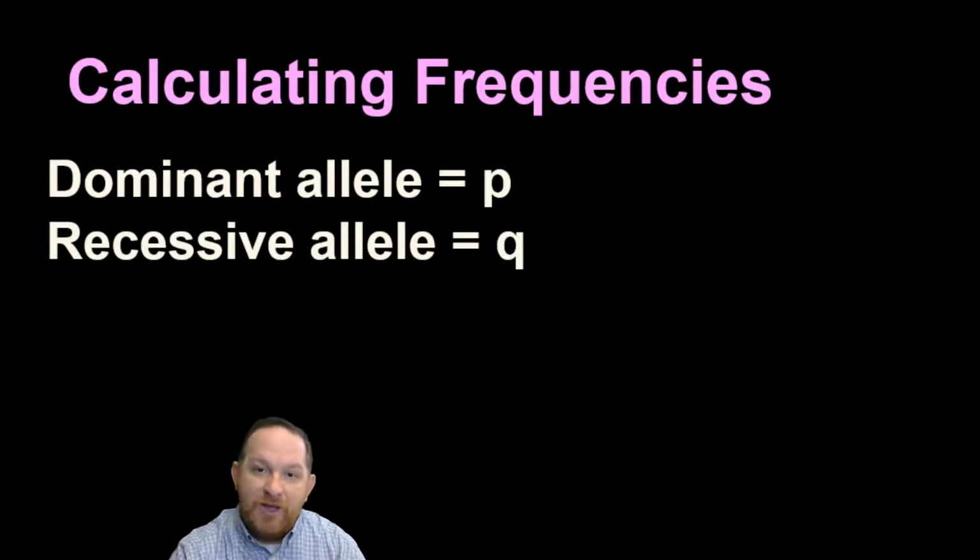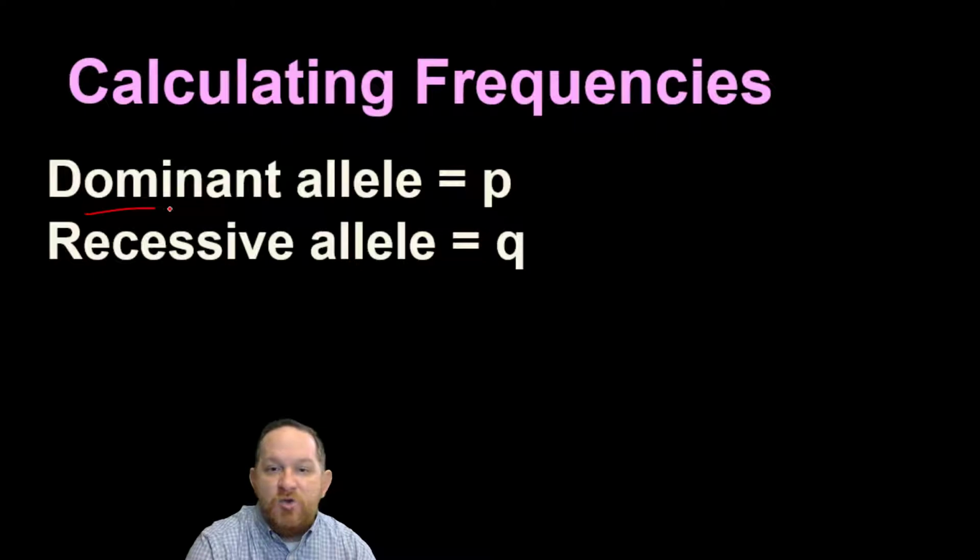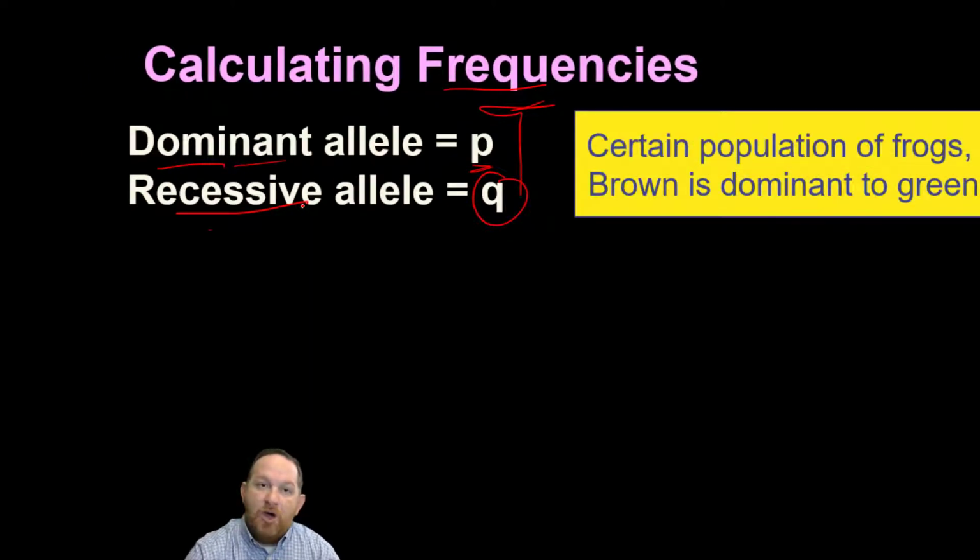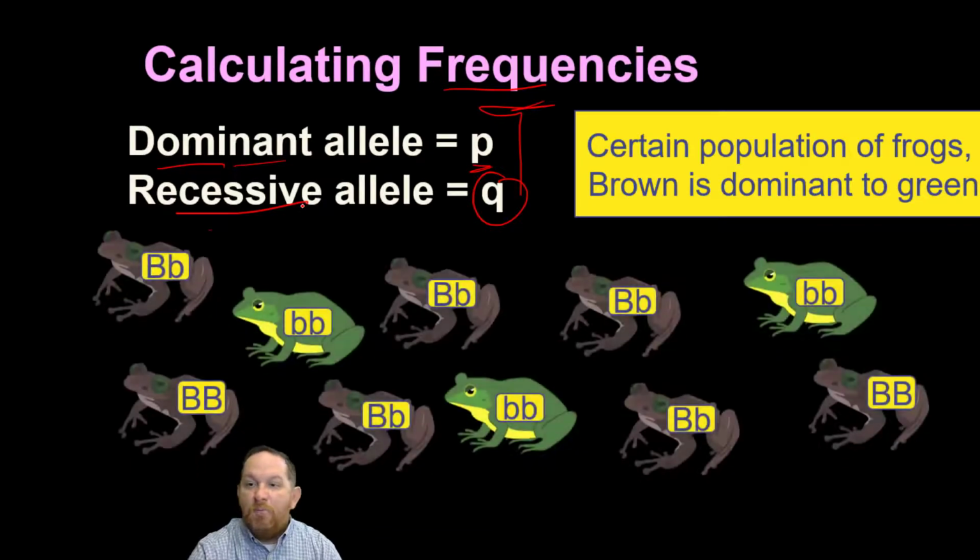So, if we want to calculate some frequencies, we have to first start with some definitions. So in genetics, we use the letter P to indicate the frequency of the dominant allele. We use the letter Q to indicate the frequency of the recessive allele. So take, for example, a certain population of frogs where brown is dominant to green. So in this case, you see all the brown frogs, you see a few green. So if brown is dominant, green is recessive. So notice, to be a recessive frog, you have to have both recessive genes. Now, in this case, notice, to be brown, you could be homozygous dominant, two big B's, or you could also be heterozygous, one big B, one little b.